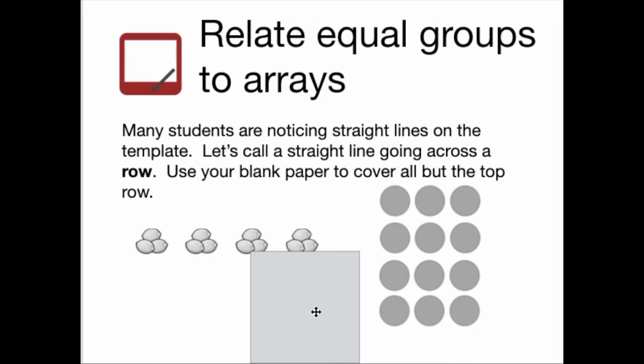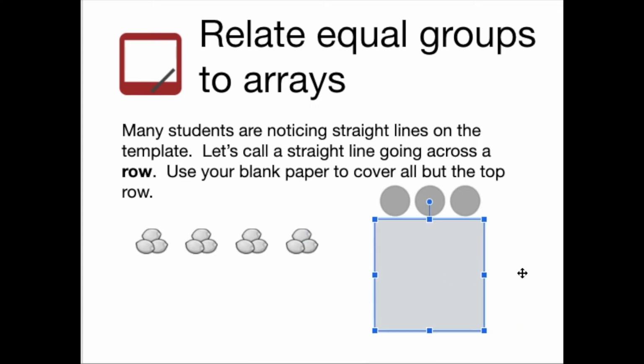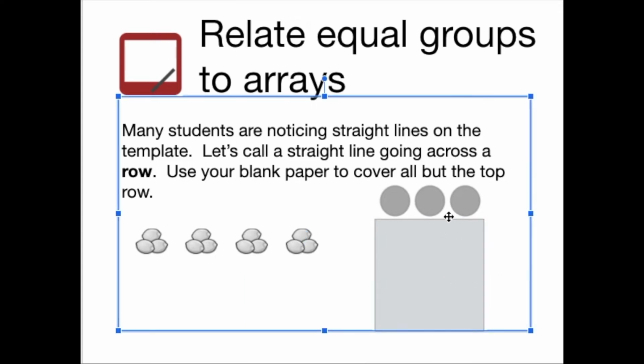We're going to use our blank paper to cover up all but the top row. So I'm going to cover this up, all but the top row. So all that I see now is 1, 2, 3 lemons.